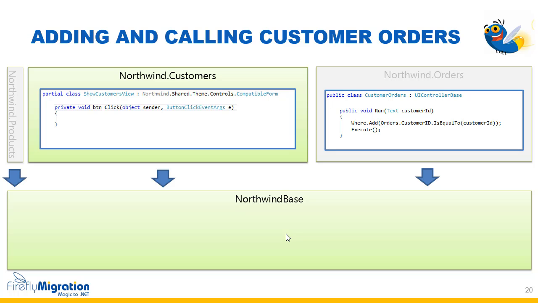Now let's switch focus to the Northwind Customers project, where we have a screen called Show Customers View. And on that screen, we'd like to add a button that we'll call Customer Orders. It will show us the orders for that specific customer. First, we'll try doing it like this. We'll try to say new orders.customerorder.run and send it a parameter.